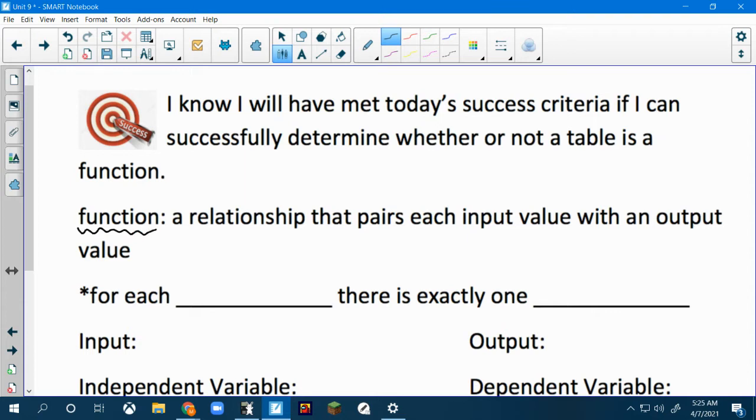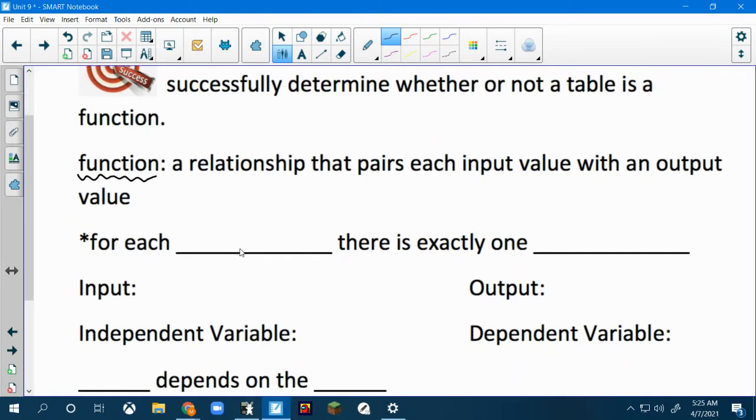First here, function, the definition of what a function is. It's a relationship that pairs each input value with an output value. And for each input value, there's exactly one output. Okay? So for every input I have, I can only have one output value. It's exactly 1. Your input value is always your x, and your output is always your y.